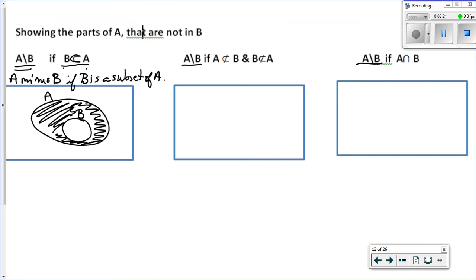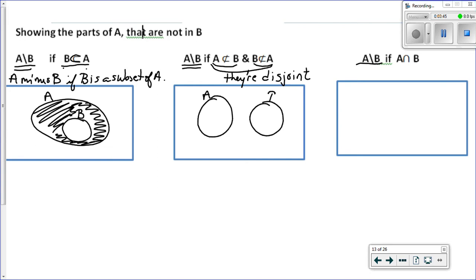And next, in the second case, we have A minus B, if A is not a subset of B, and B is not a subset of A. So here what I'm trying to show is that these two sets are disjoint. So disjoint sets would look like set A and set B. So A minus B would just be everything in A. I start with what I have in A, take away B, but there's nothing overlapping here, so it's just set A.